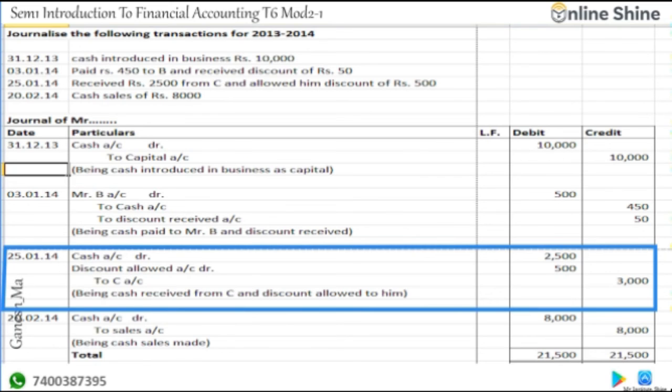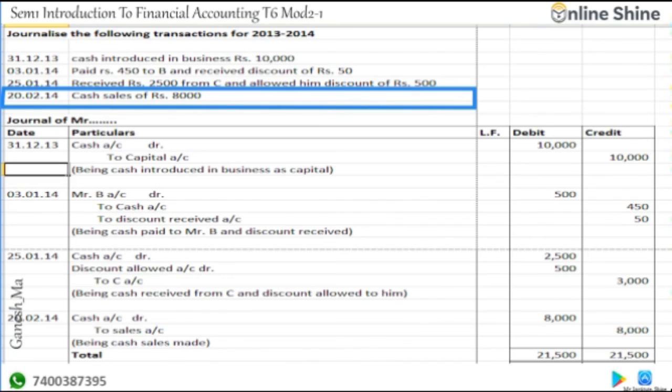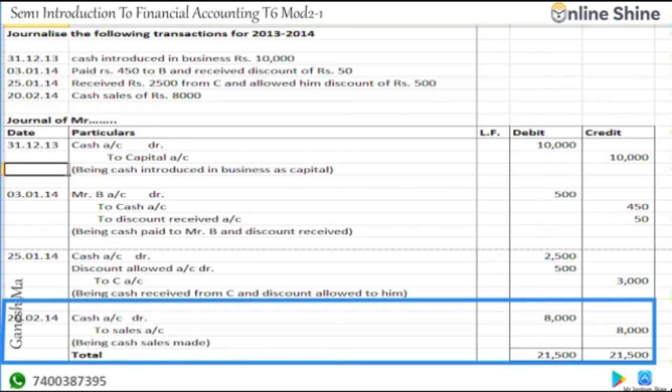Very simple. And the last one: cash sales of rupees 8,000. Here I have made a sale, that means my goods have gone out. And what have I received? Cash. So cash account debit rupees 8,000, to sales account rupees 8,000. Sales means my direct income, or you can say my production income. Understood? So that will be credited. So, being cash sales of rupees 8,000. And then at the last you can see I have totaled my journal book. Each debit will have a credit. So here my journal entry is tallied by rupees 21,500 in debit and 21,500 in credit.